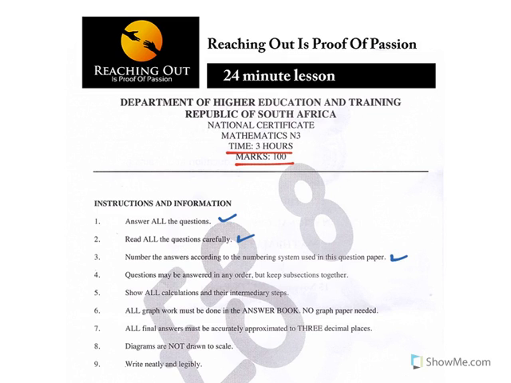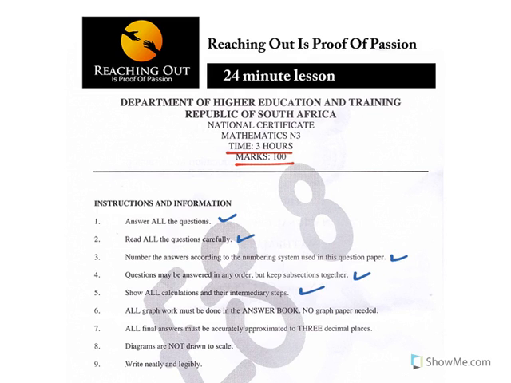Questions may be answered in any order, but keep the subsections together. So you can start with question 5, but answer the whole of question 5, and then you can go to question 2, but answer the whole of question 2. This is allowed. If you are strong in question 6, it is not a must that you start with question 1. You can start with question 6, then follow with question 2, then question 1. But as you are answering, you must answer the whole of that question.